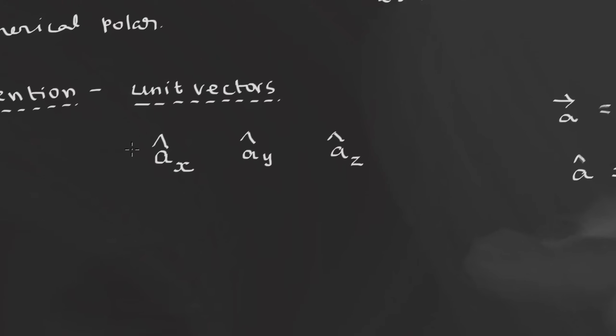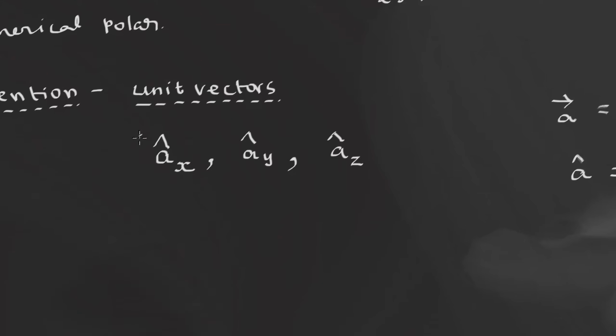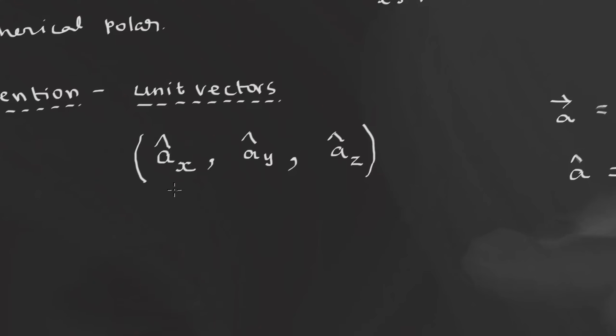So this is the unit vector ax. I will put a comma here, ax, comma, ay, comma, az. So I will put a bracket here. This is the set of 3 unit vectors for the case of Cartesian coordinate system. So Cartesian coordinate is clear because x, y, z is there.